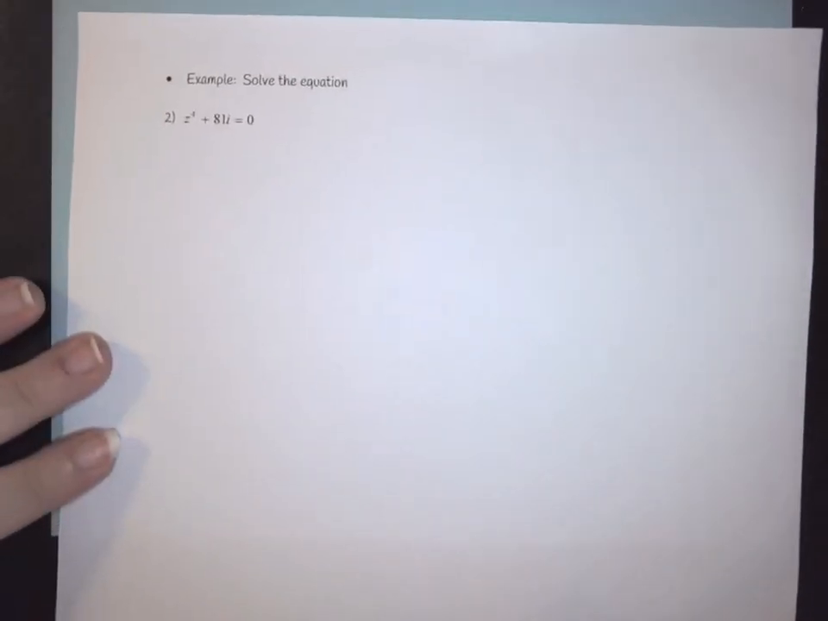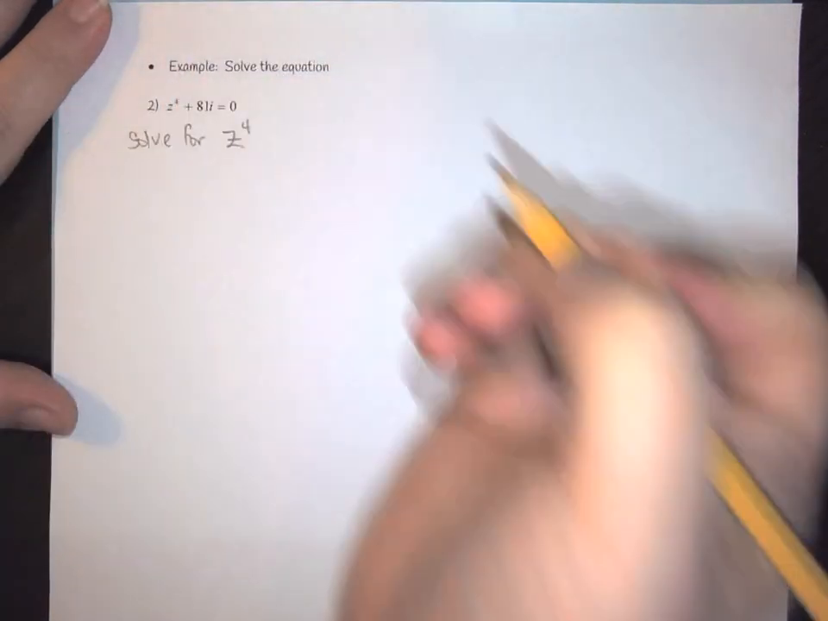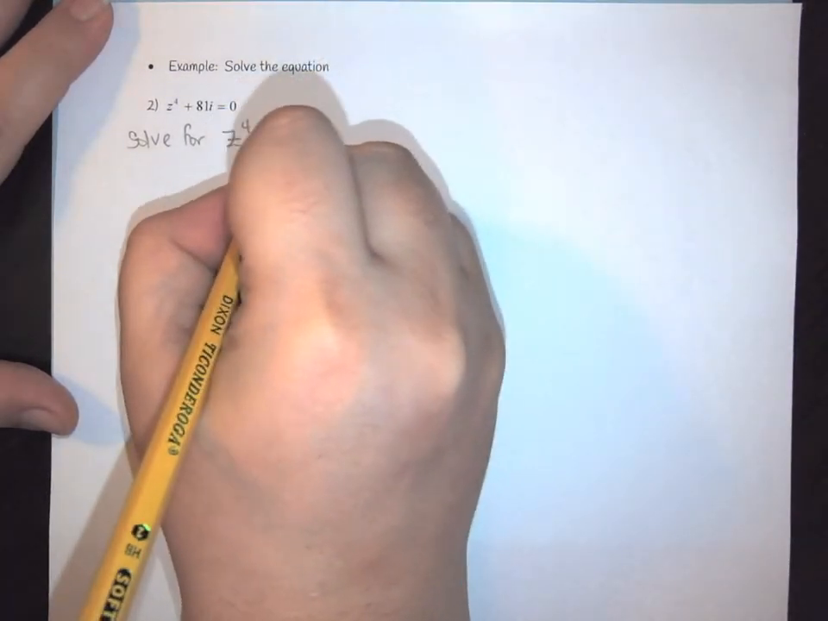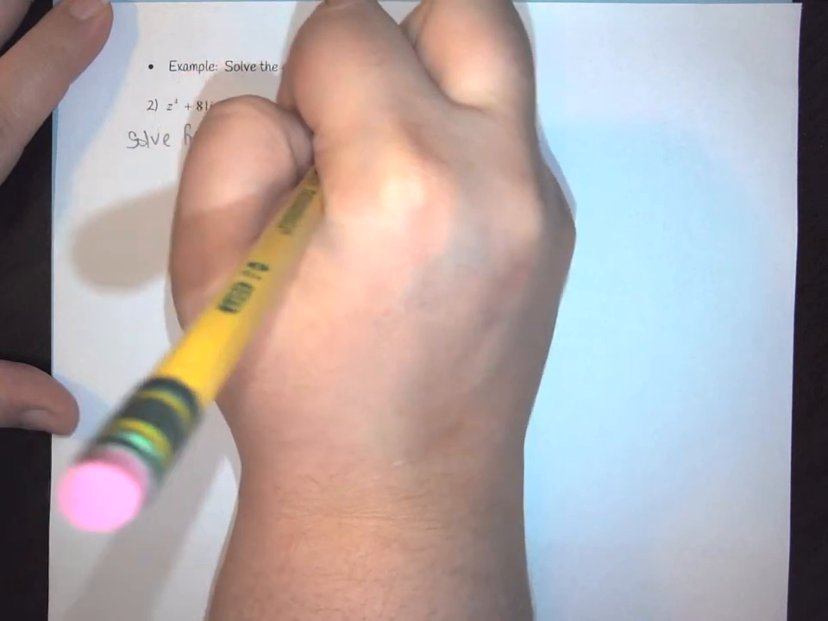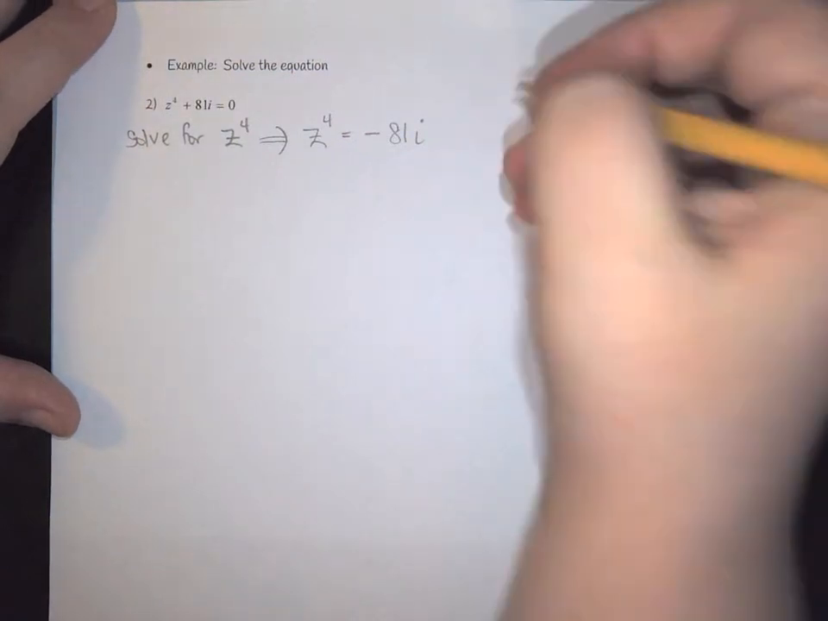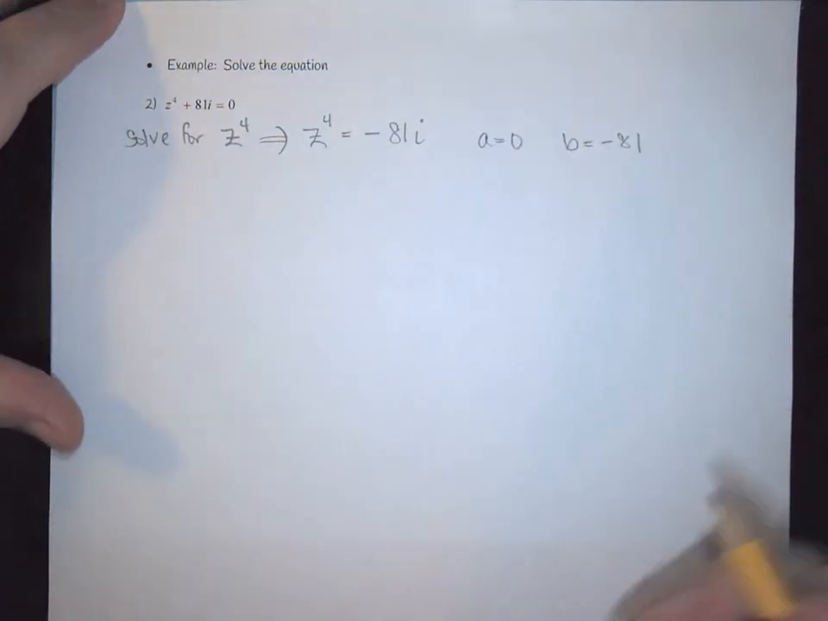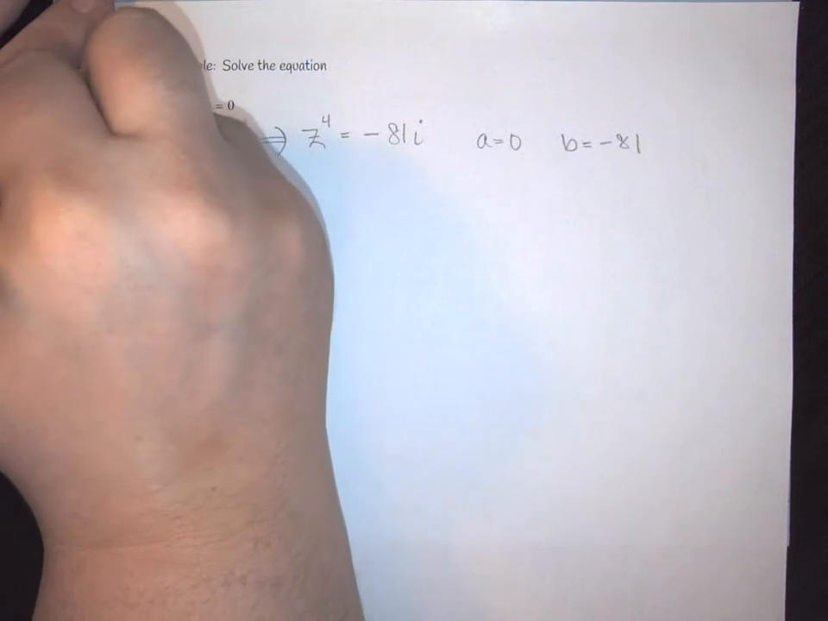Alright, let's go ahead and take a look at one more example. And so this one is solved or done a little bit differently. So we have z to the 4th plus 81i. So the first thing that we have to do here is solve for z to the 4th. So in this case, what we end up getting is that z to the 4th is equal to negative 81i. And off of that, we need to identify a couple things. First of all, my a is equal to 0, and my b is equal to negative 81. So here's a note that we need to keep in mind.